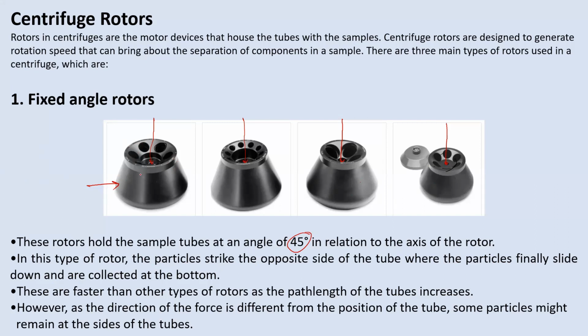Now the RCF that you apply on the rotor will also act on the particles and the biomolecules inside, and the heavier or denser particles will finally slide to the periphery. They will be collected at the bottom, and the lighter ones will move upwards. These are faster than other types of rotors as the path length of the tube increases. However, as the direction of the force is different from the position of the tube, some particles might remain at the sides of the tubes.